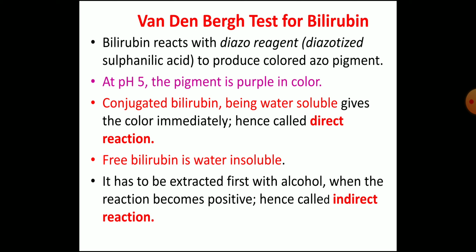So when you add the reagent and immediately get the azo purple color, that is due to the direct reaction, that is due to the conjugated bilirubin. And if you add alcohol and the color deepens, that means the indirect reaction, due to the free bilirubin which is extracted by the alcohol. Both of these together will give a biphasic reaction if both are present in the serum.